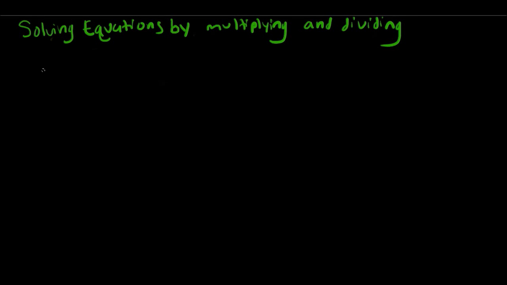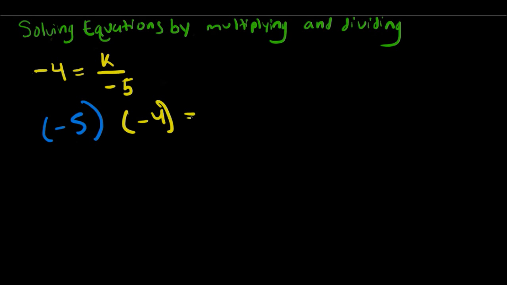In this section, we're going to look at solving equations by multiplying or dividing. So let's start off with an example. Negative 4 equals k divided by negative 5. So again, in these problems, you want to try and isolate the variable. But you can see that k is being divided by negative 5, and the only way to get rid of that division is to multiply k by negative 5. And if you multiply k by negative 5, you have to multiply the negative 4 by negative 5 also.